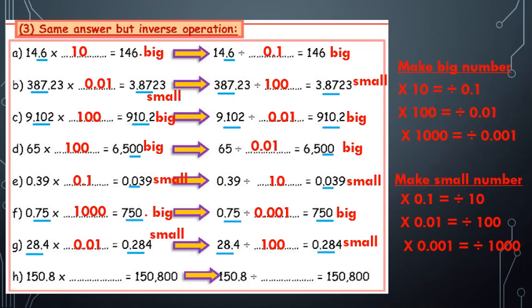Last, 150 and 8/10 by what equals 150,800. Obviously the product is bigger, so we multiply. The point moved 3 places. That means we multiply by 1000. The same, but with the inverse operation, the division, the quotient is bigger and the point moves 3 places. That means we divide by 1000.